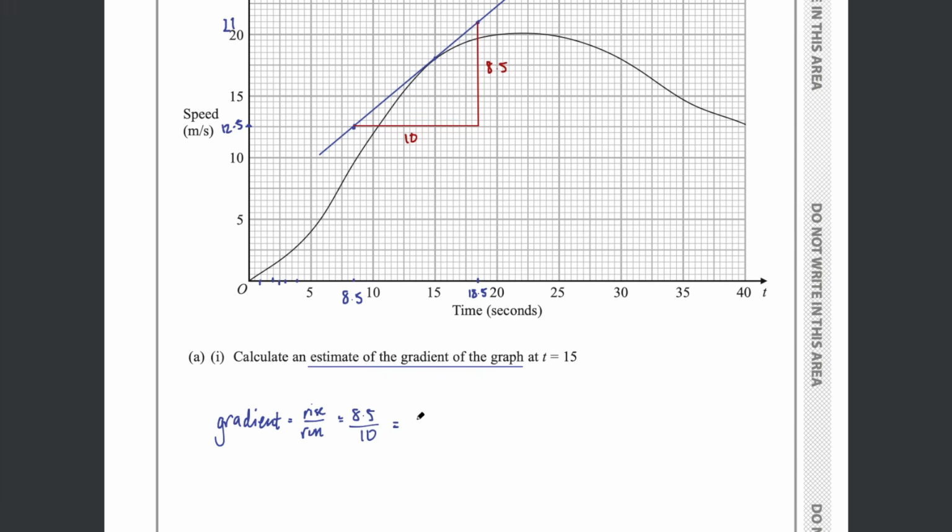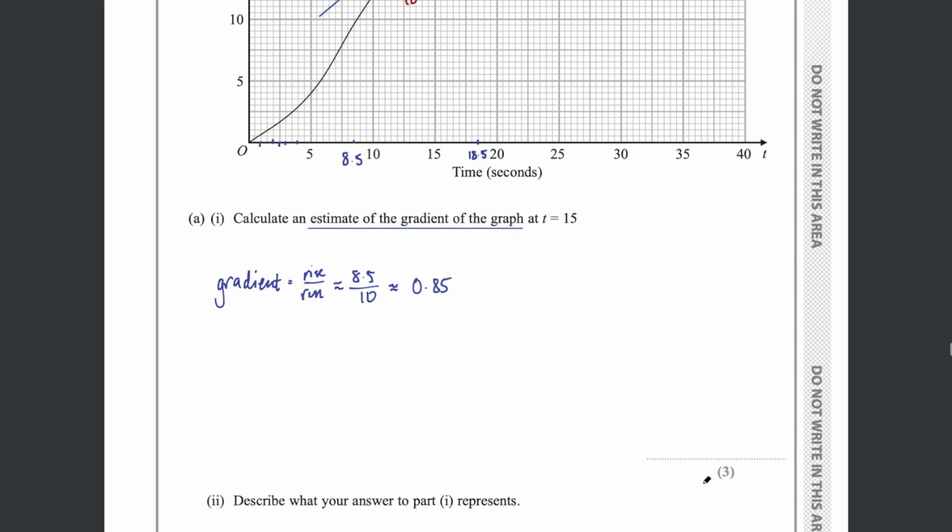So for the gradient here, I get approximately 0.85. And actually, I should use approximation symbols there because it's an estimate. So my estimate for the gradient is 0.85 for 3 marks. And the mark scheme has a range of answers for that from 0.6 to 1. So if you got anywhere in between 0.6 to 1, then you would get those marks, as long as you had the method correct as well.